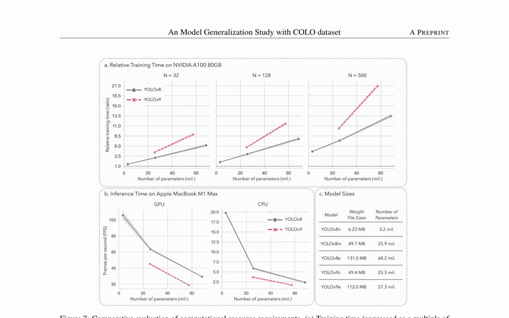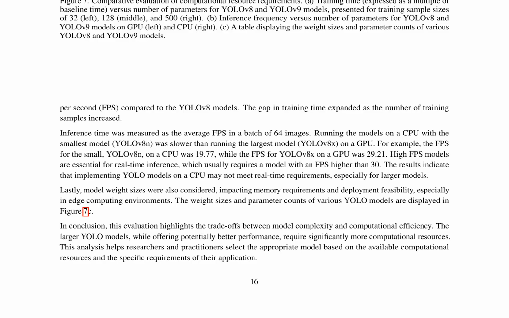Inference time was measured as the average FPS in a batch of 64 images, with the smallest model, YOLOv8n, on a CPU being slower than the largest model, YOLOv8x, on a GPU. High FPS models are essential for real-time inference, which usually requires a model with an FPS higher than 30. The results indicate that implementing YOLO models on a CPU may not meet real-time requirements, especially for larger models.